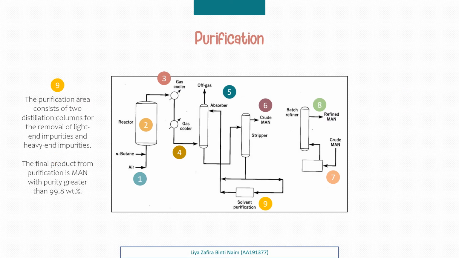Last part, purification. The purification area consists of two distillation columns for the removal of light impurities and heavy impurities. The final product from purification is MAN with purity greater than 99.8%, and the product will rapidly hydrolyze to form maleic acid in the presence of water.